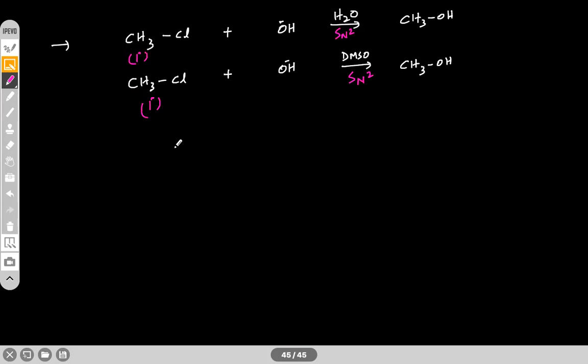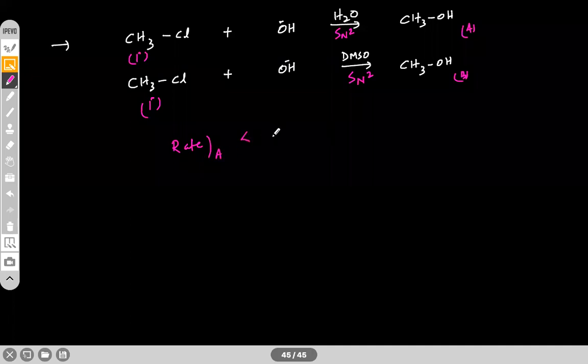Product is same. Rate, if you have to compare, so rate of A here is less than the rate of B, because B is what? B is polar aprotic, favors SN2 reaction.